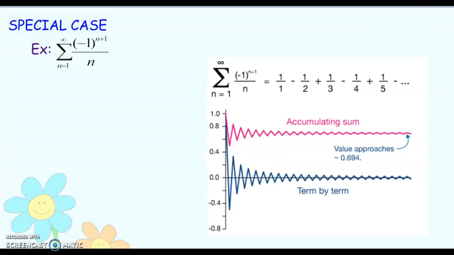And we'll take a look at one of the special cases that comes up. This is a special case because this is alternating. So this is called the alternating harmonic series. And I'm not going to spoil this one for you because we're going to be taking a look at it when we look at all alternating series in a little bit.